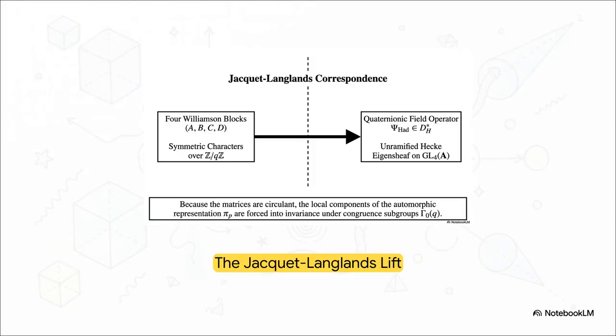Notice the Jacquet-Langlands correspondence here, mapping from the left side of the equation over to the right. We take our 4 discrete shifting circulant blocks and we mathematically lift them directly into a continuous geometric space, specifically an unramified Hecke eigensheaf over a quaternion inner form. To break that down a bit, because our original matrices are circulant, they've got this built-in cyclic symmetry. In this advanced Adelic language, that specific cyclic symmetry forces the local components into strict structural invariance under the congruence subgroups gamma 0 of Q. Basically, we're translating a discrete, rigid puzzle into a continuous, smooth geometric space so we can dynamically study its bounds.